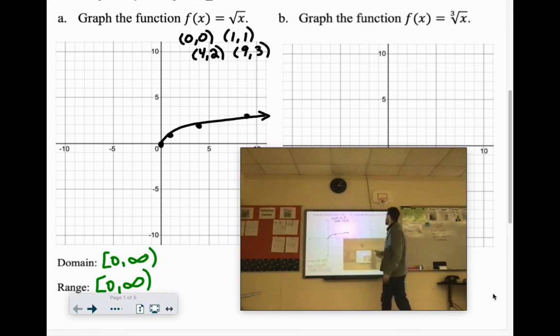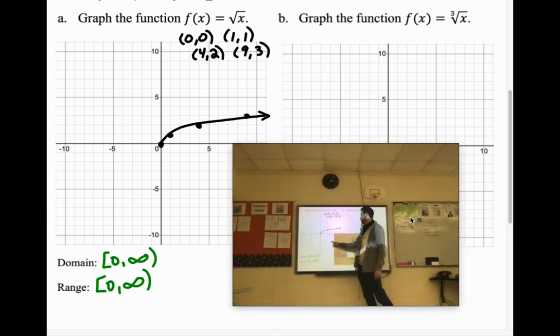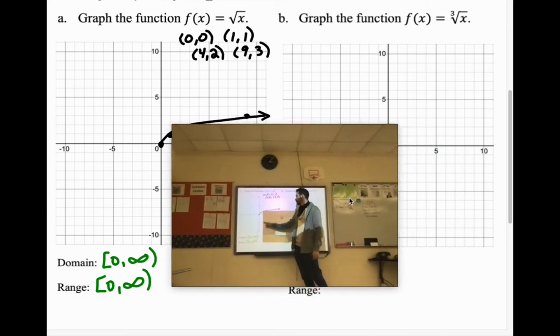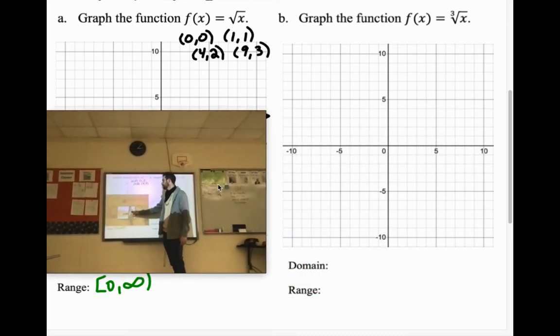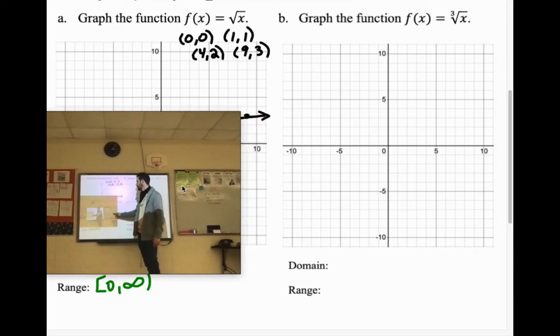All right, now let's take a look at cube roots. So we're going to think about numbers that you can cube root and have them come out to a whole number.